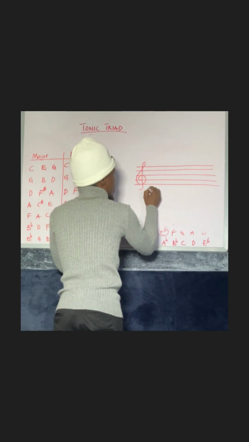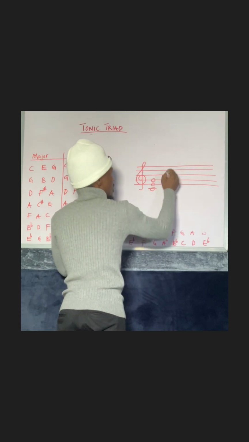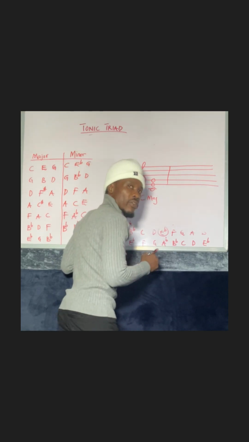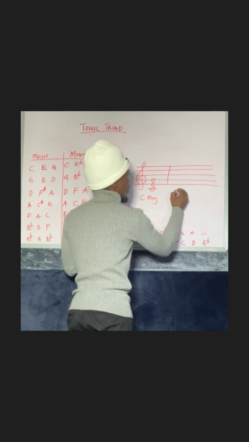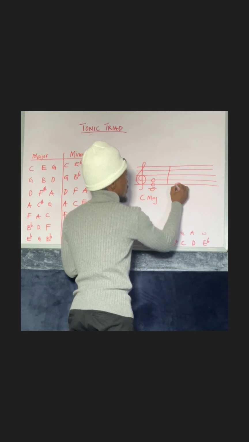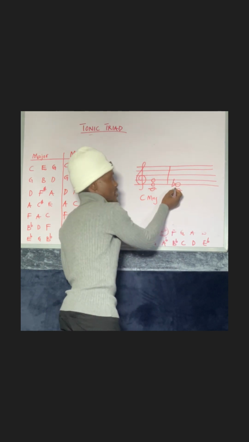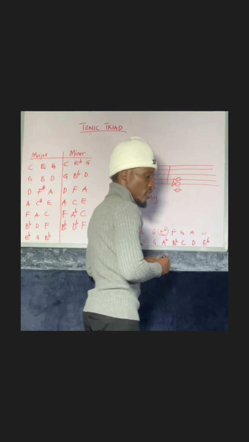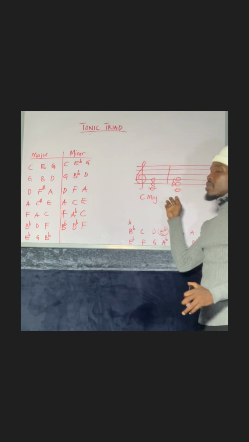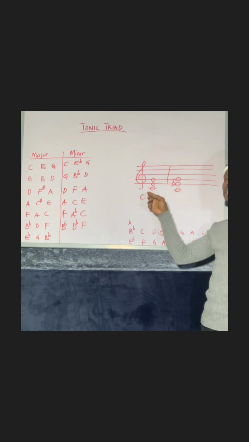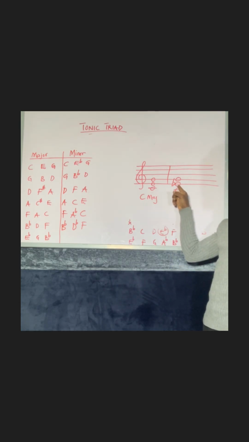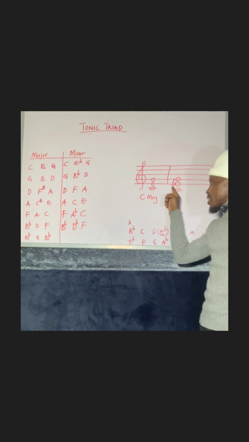So let me write C major again, C, E, G. That is C major. So how do I write my C minor? I still have my C, then my E flat, then my G. Please also remember, when writing sharps and flats on the staff for some note, they have to come before the note, not after the note. That's why the flat is coming here.